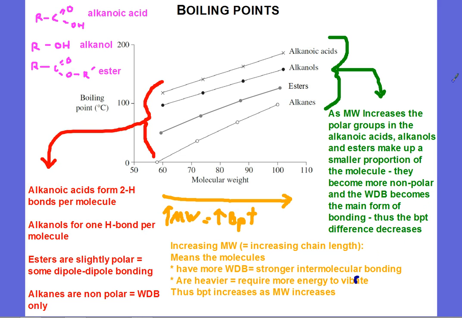The third and final trend, and this is probably the minor one of these three trends, is as the molecular weight increases, the polar groups in the alkanoic acids, alkanols and esters make up a smaller and smaller proportion of the molecule. They become more non-polar in effect, and therefore weak dispersion bonding becomes the main form of intermolecular bonding, and thus the difference in boiling points between these compounds starts to decrease as the molecular weight increases, as they all become more non-polar. But the key idea here is that the stronger the intermolecular bonding, the more energy is required to break the molecules apart, and therefore the higher the boiling points.